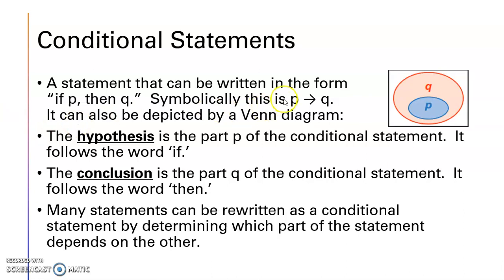Now, we can use symbols to write this. It's like P, arrow, Q. So P is this first part. The arrow represents the then, and Q is the second part. And we can also use a Venn diagram to describe this. The if part of the statement is inside, and the then part of the statement is on the outside.